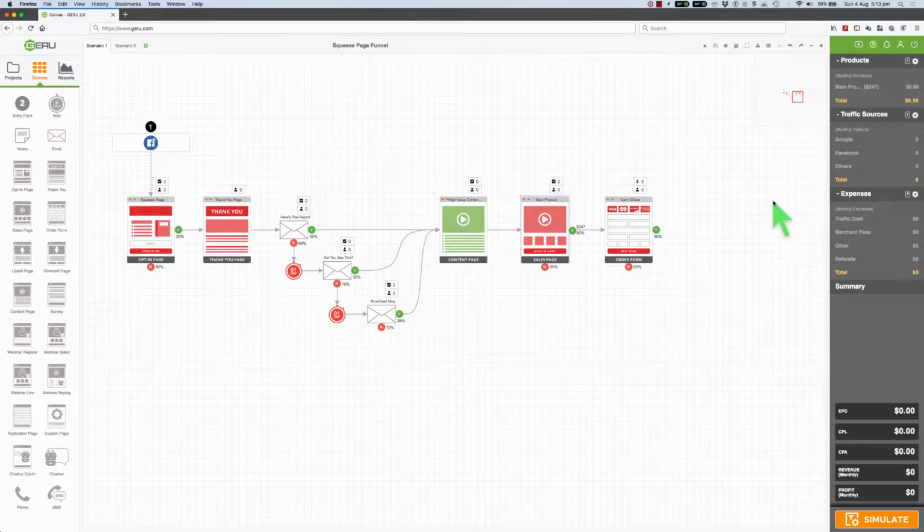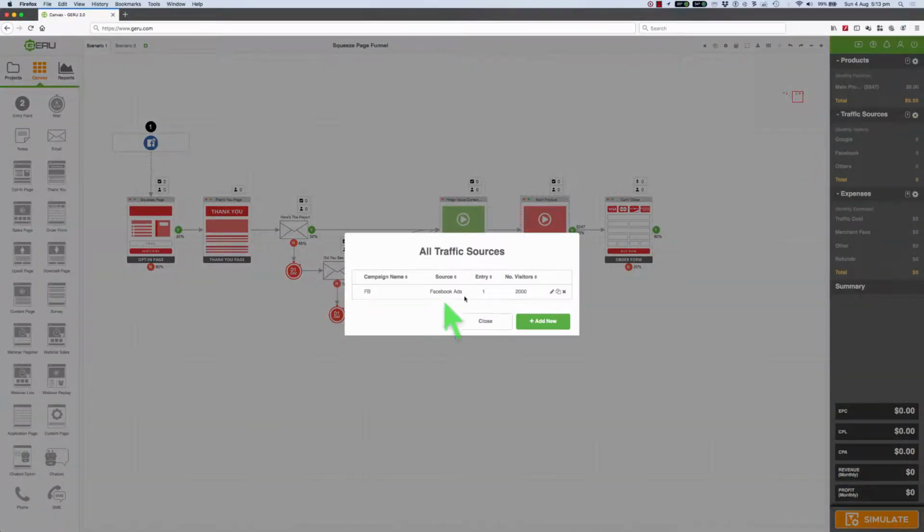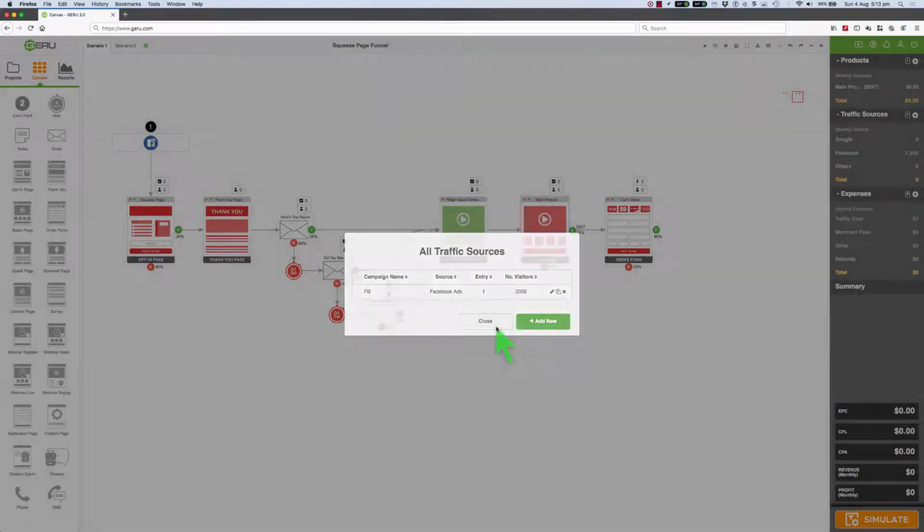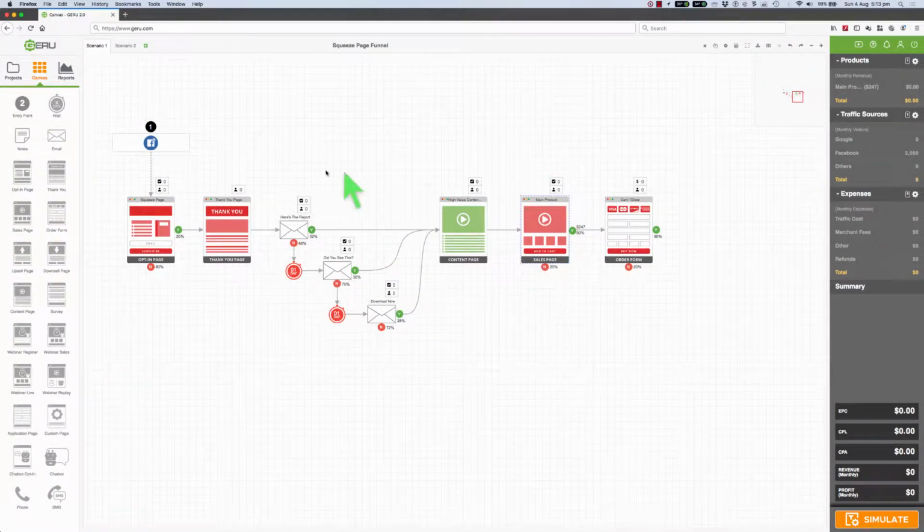Also, we've got some traffic sources, which is diagrammatically represented over here. It's a Facebook source, and let's have a look at that. Facebook ads. We're going to assume it's got 2,000 visitors here, but we will play with this figure in a moment, and it's going to cost us $1 per click with a conversion strength of 100%. So we'll play with this figure as well. Okay, so overall we're trying to sell one product and we've got one source of leads.